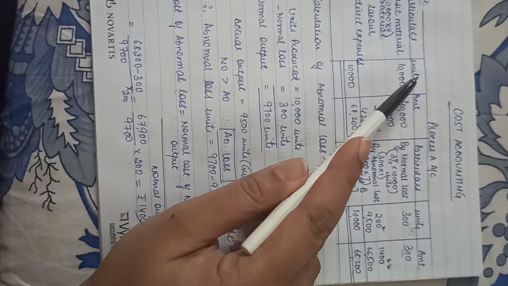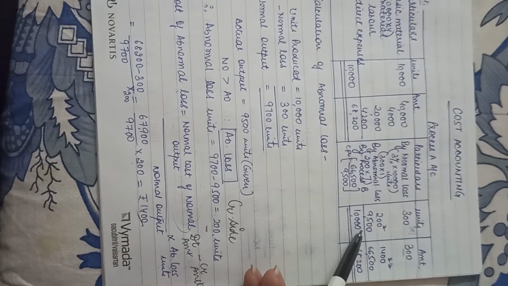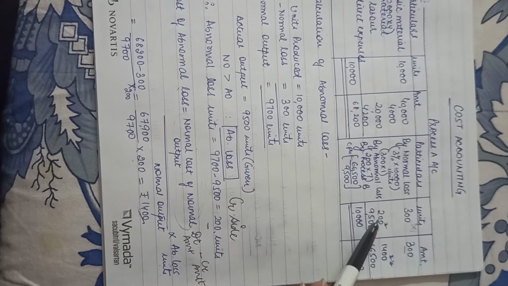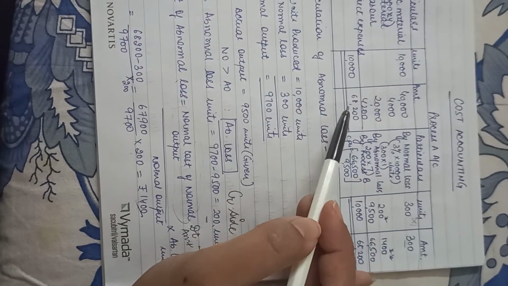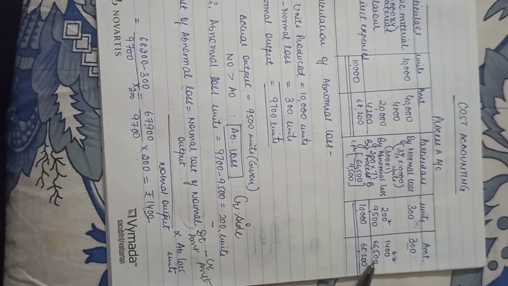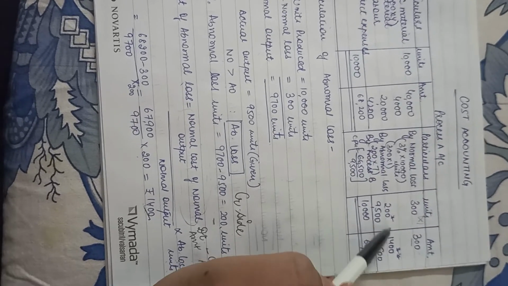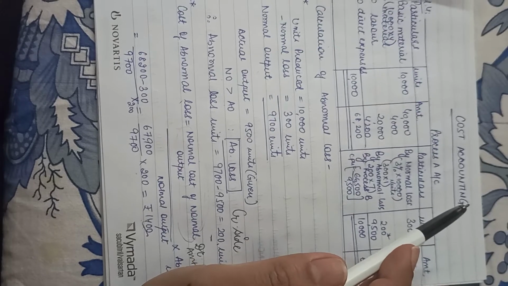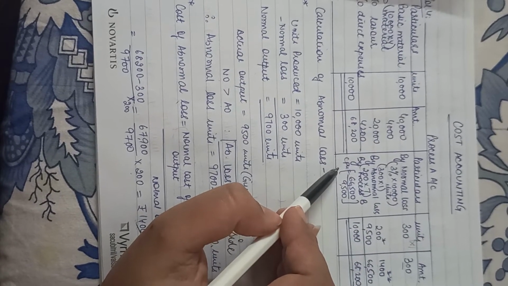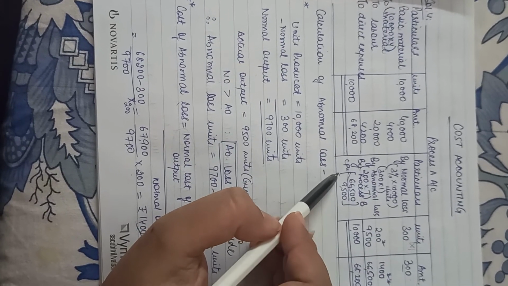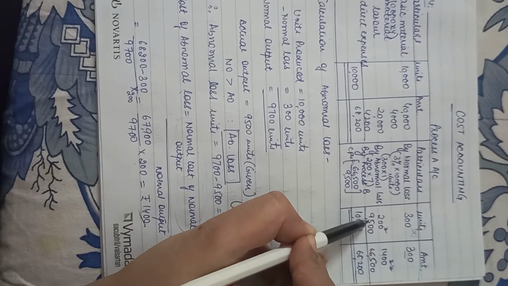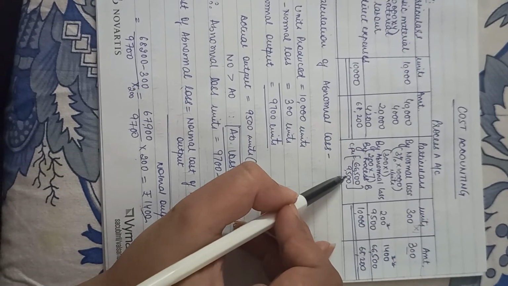How to calculate? From the units, minus these units; from the amount, minus this amount. So 10,000 minus 300 minus 200 is 9,500. And this all, 68,200 minus 300 minus 1,400, is 66,500. So in this way you are able to complete your process account. Along with this, you have to calculate the cost per unit for every process. Amount divided by units: 66,500 divided by 9,500.